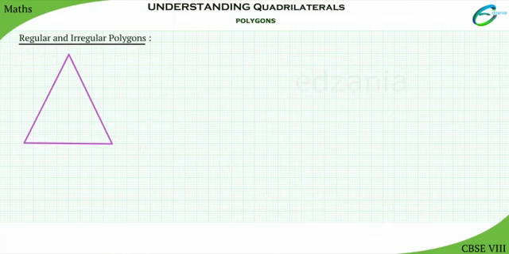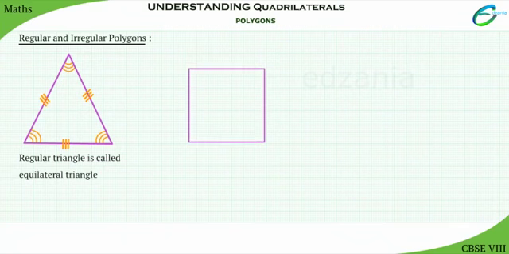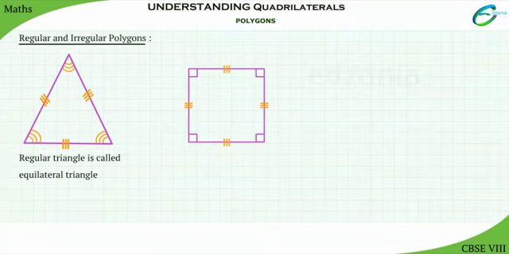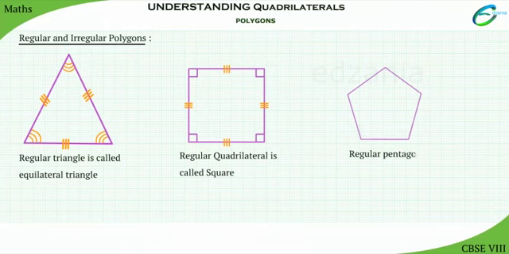If a triangle is equilateral and equiangular, then the triangle is a regular triangle. A regular triangle is nothing but an equilateral triangle. Similarly, if a quadrilateral is equilateral and equiangular, then the quadrilateral is a regular quadrilateral. The regular quadrilateral is nothing but a square. Regular pentagon.